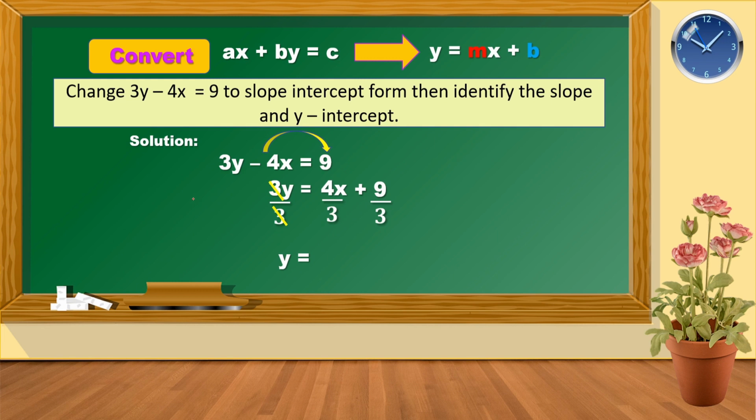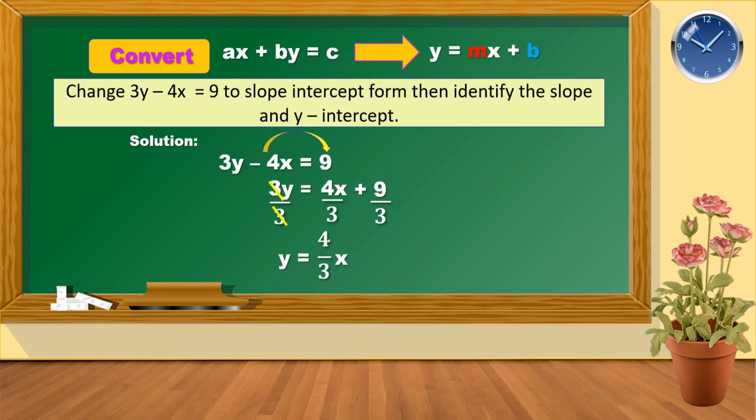Therefore, meron tayo dyang 4 over 3x. As you can see guys, inihiwalay ko lang yung x dito. But then, they are just the same. Okay, so bakit ko siya isinulat ng ganito? For us to easily identify the value of our m or the value of the slope. Okay, and then this one, it's 9 over 3.